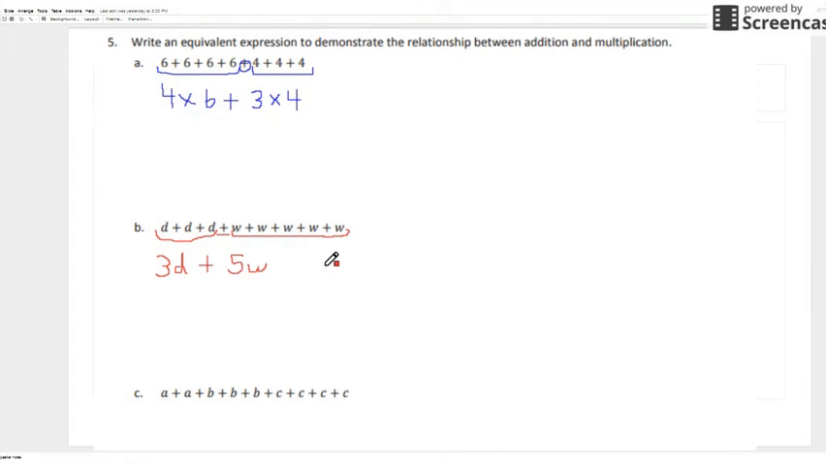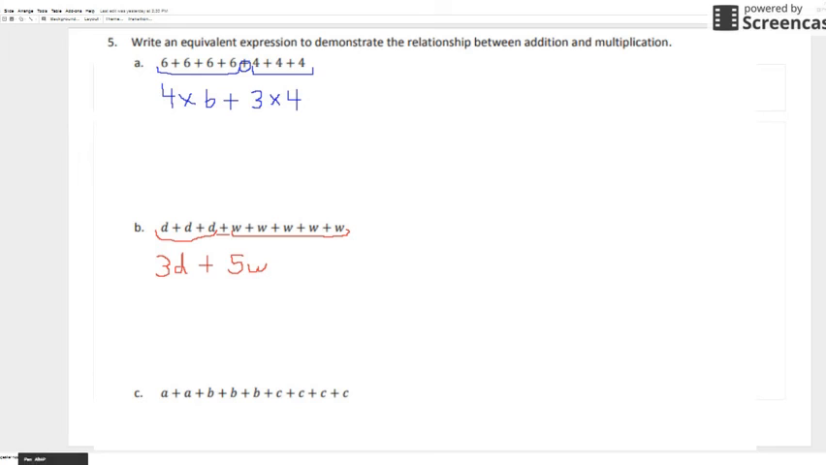This is one thing that can be a little tricky if you don't take the time to think about what multiplication represents. Remember, multiplication represents adding the same value over and over again. So this is adding D's, and these are adding W's. These are different values. Same thing with the 6s and 4s. All right, so I want you to pause the video and try C on your own. Give it a try and see if you come up with the proper answer.